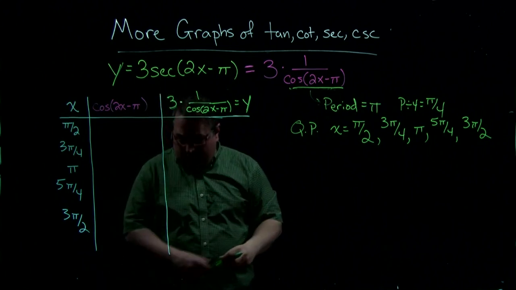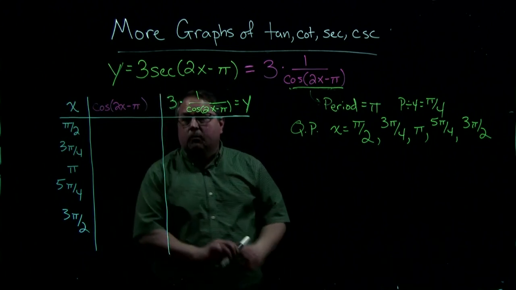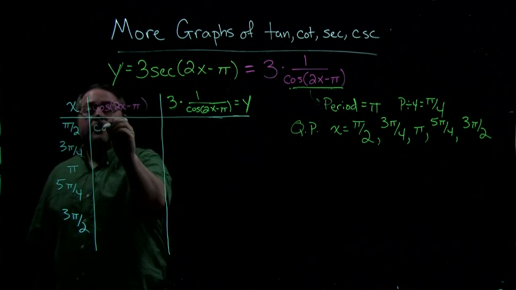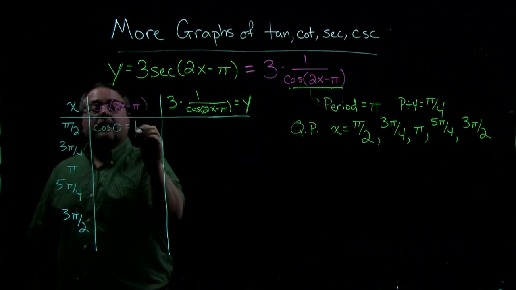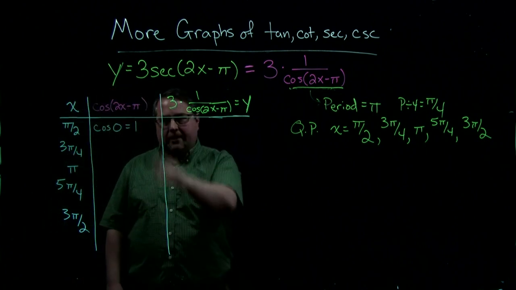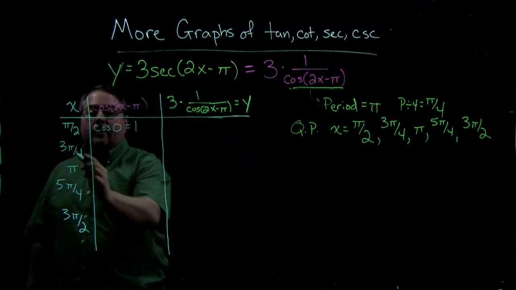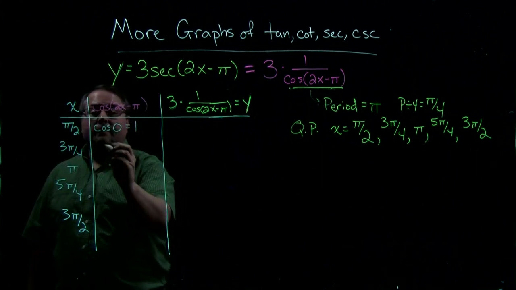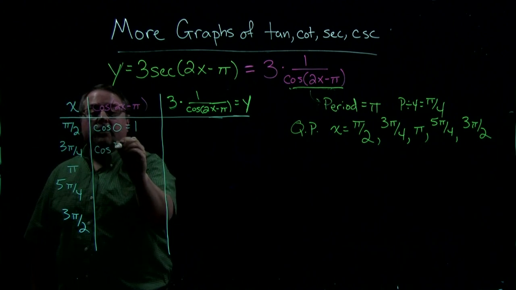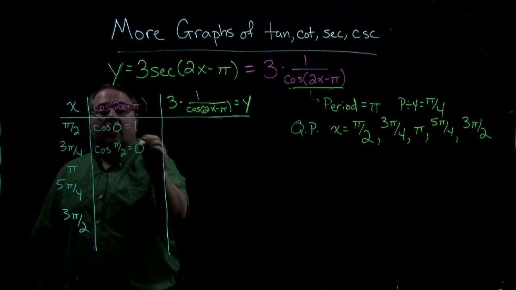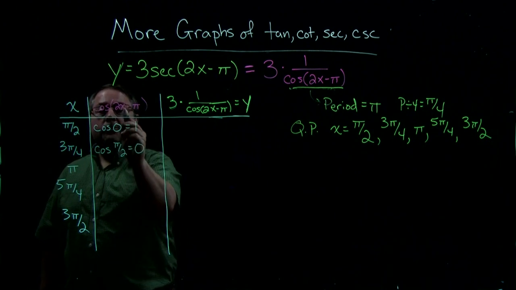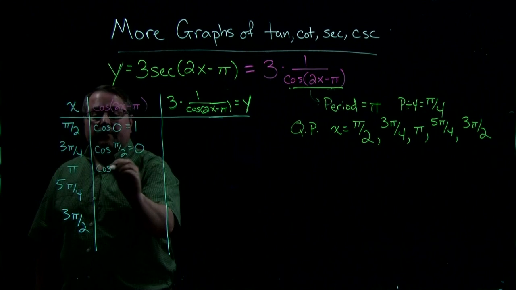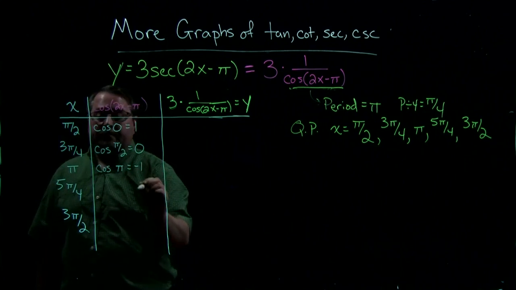And we'll plot those. So to start out, when x is pi over 2, 2x will be pi, minus pi is 0. So we're going to have the cosine of 0 is 1. And I'm just going to go down the second column here to start. When x is 3 pi over 4, 2x will be 3 pi over 2, minus pi is pi over 2. So we're going to have cosine of pi over 2, which is 0. When x is pi, 2x is 2 pi, minus pi is pi. So I'll have cosine pi is negative 1.